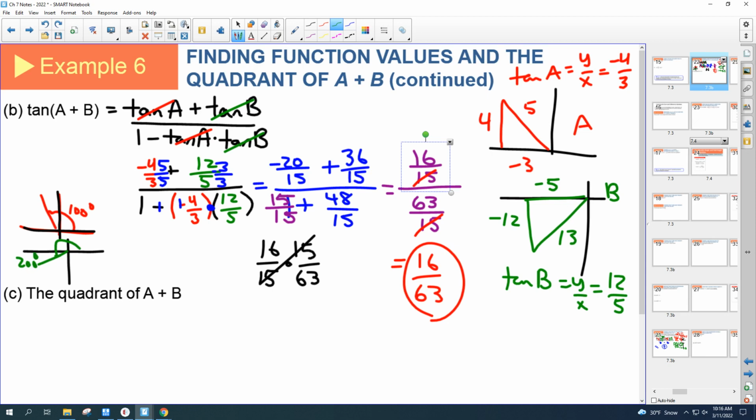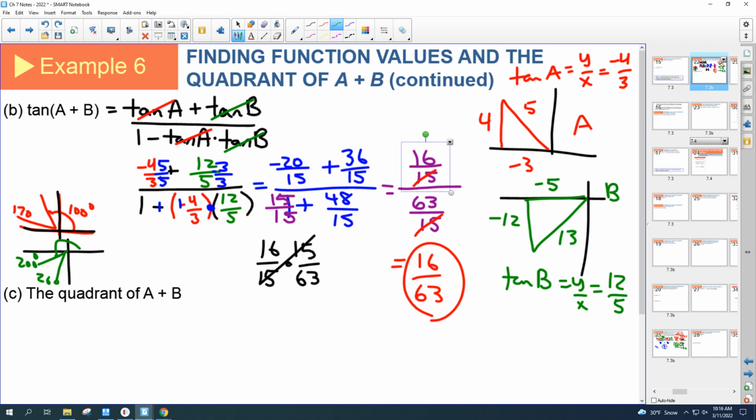And so if you think about it that way, the quadrant of A plus B, we're adding those two angles together. So A plus B, 100 plus 200 would be 300. What quadrant is that in? That's in the fourth quadrant, correct. Now, the problem with that is I just made up those numbers. Quadrant 2 could have just as easily been a number like 170, and quadrant 3 could have just as easily been a number like 260.